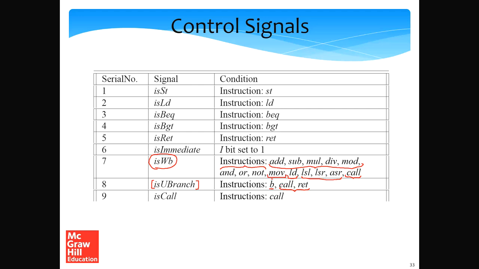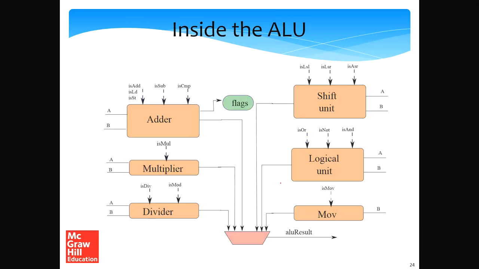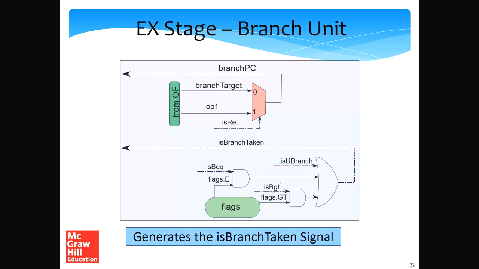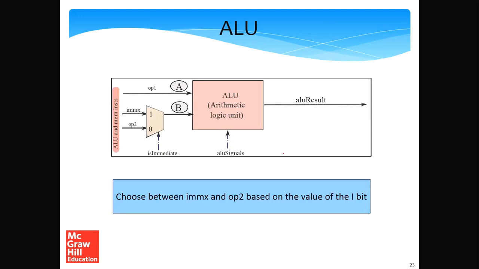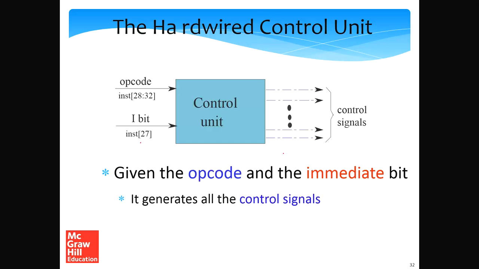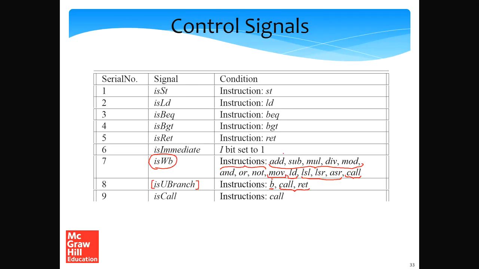And so as we had discussed in the slides, let me go back to the execute slide. I had promised that we'll go back to it. So when we are discussing the branch unit, we had talked about the is U branch signal. The is U branch signal happens when we are guaranteed that we'll take the branch. And that's possible for the B instruction and the call and ret instructions, because it is guaranteed that the value of the program counter will change. All right. Then the is call instruction signal is set when the instruction is call.